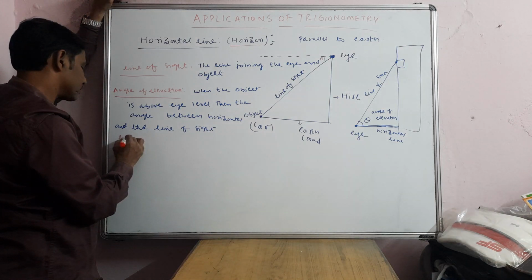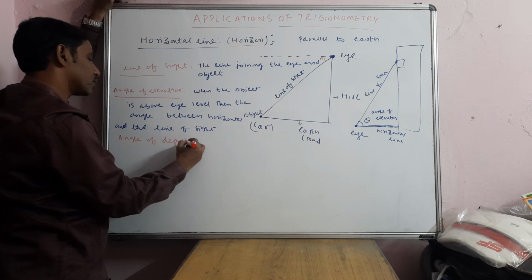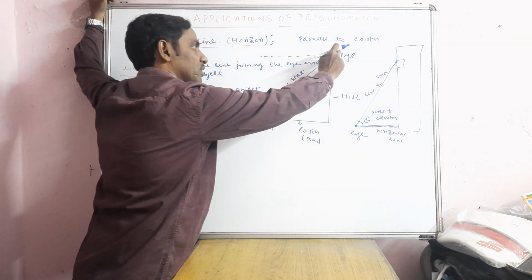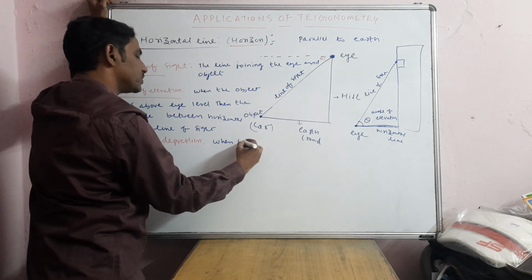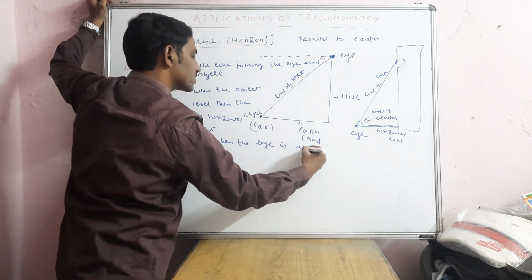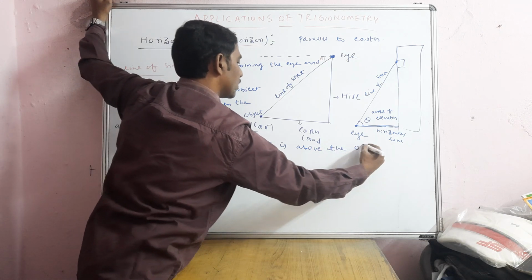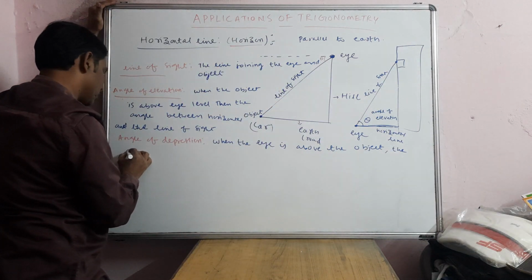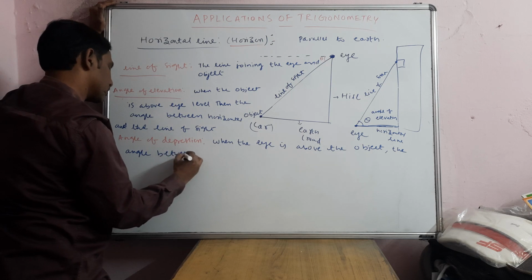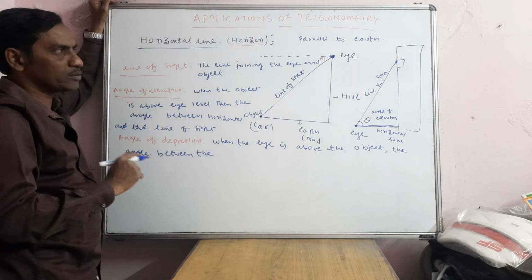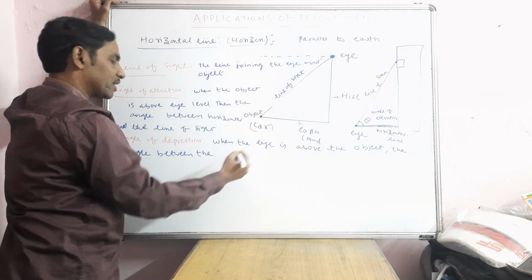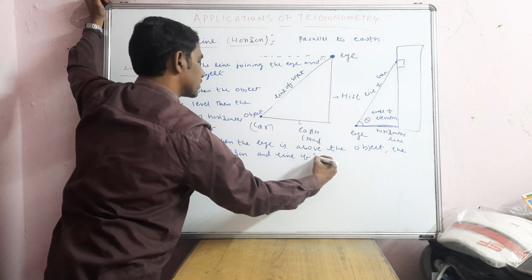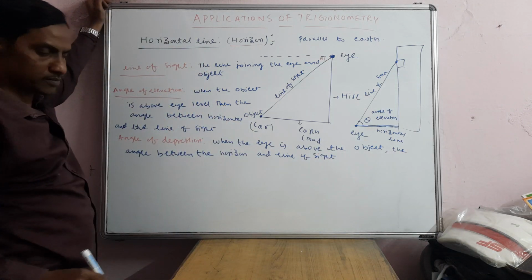What is the angle of depression? When the eye is above the object, write down: when the eye is above the object, the angle between the horizon and the line of sight is the angle of depression. So these terms are done, 1, 2, 3.